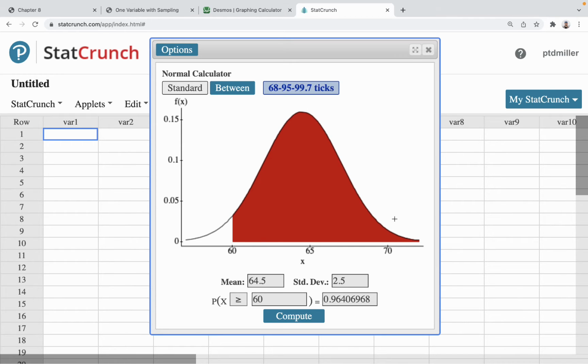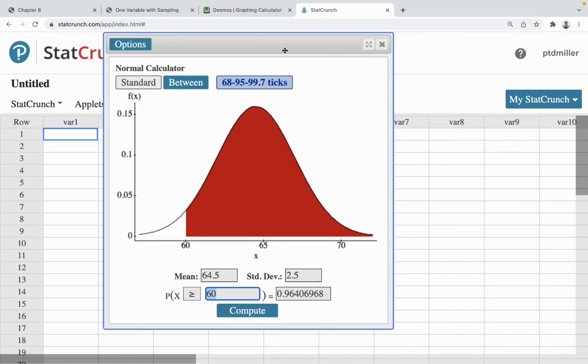In this case, I'm looking at heights of adult females all around the world, 64.5 inches, so about 5'4.5", and a standard deviation of 2.5 inches. Basically, what I have here is the percentage or probability above 5 feet tall, or 60 inches. That's 96% of female adults.